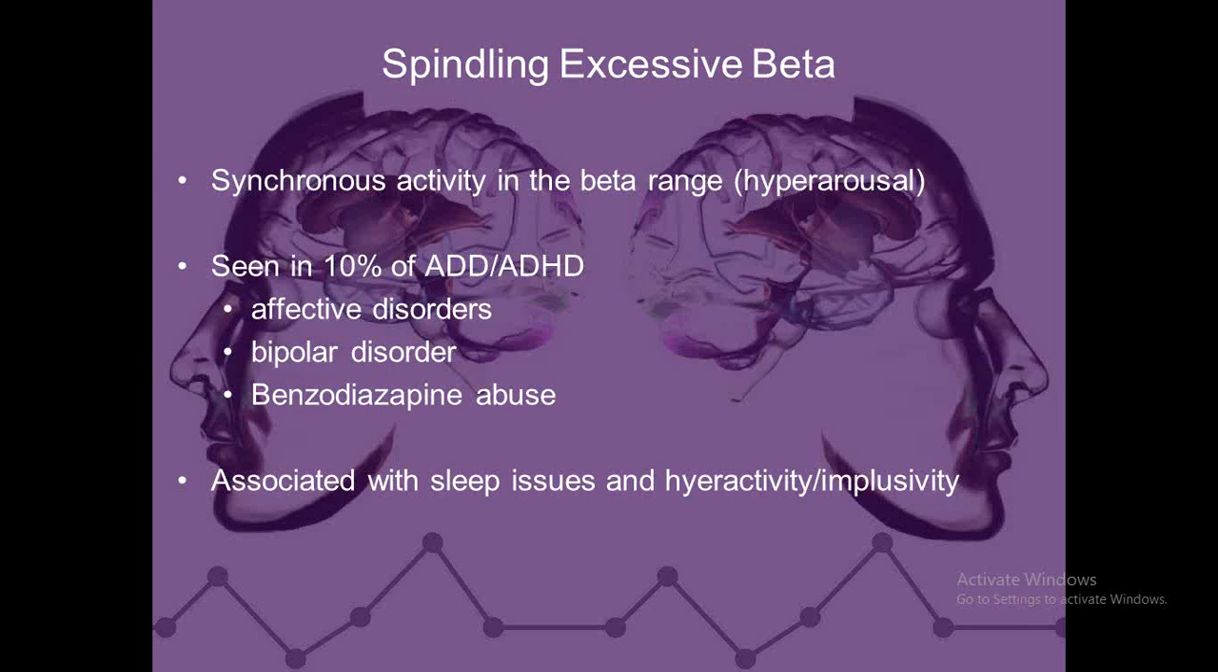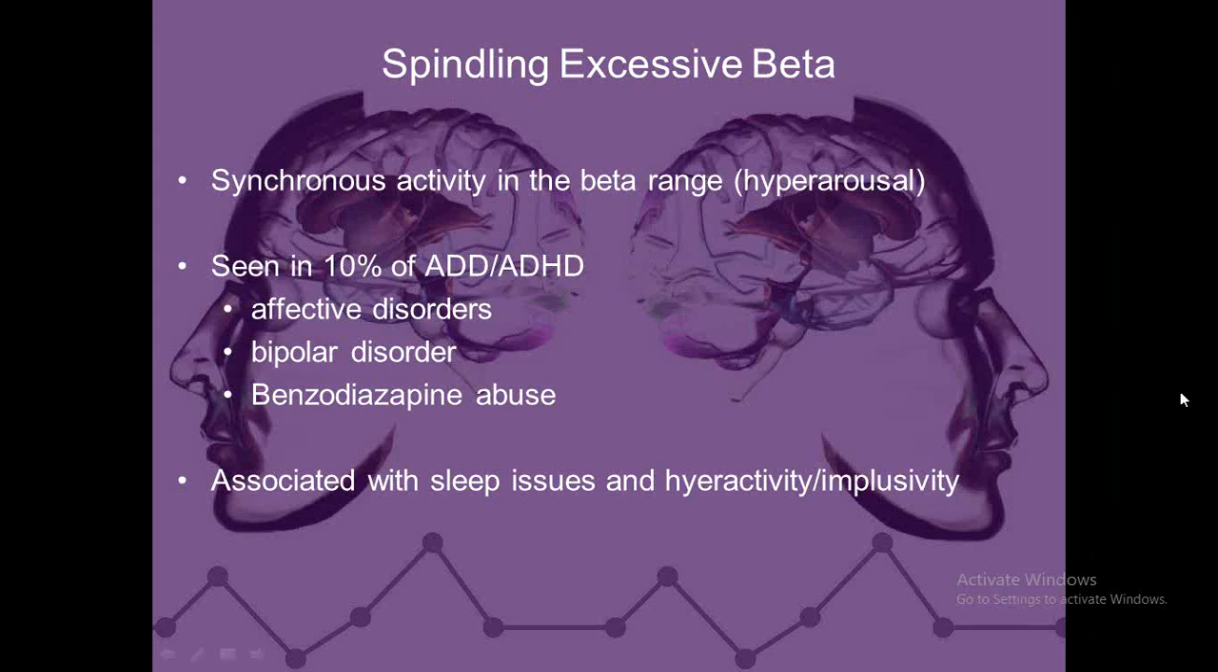In the slower beta range, say anywhere from 15 to 20 hertz, it's usually associated with some sort of benzodiazepine or barbiturate abuse, and we do have to rule that out when we do find these beta spindles. When we did the study with Martijn Arns, it was Martijn Arns, Sebastian Olbricht, Jay Gunkelman, and myself, we found it associated with sleep issues, hyperactivity, and impulsivity.